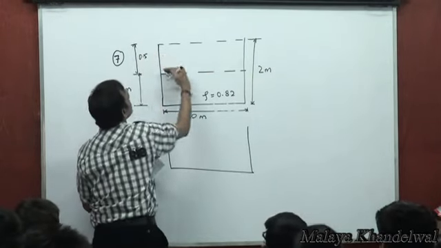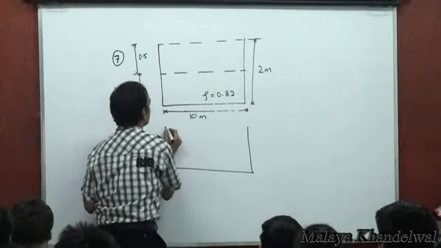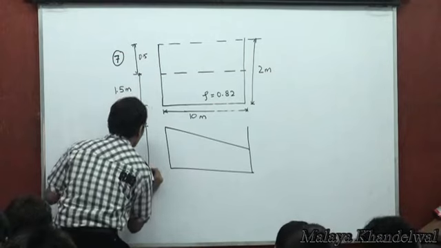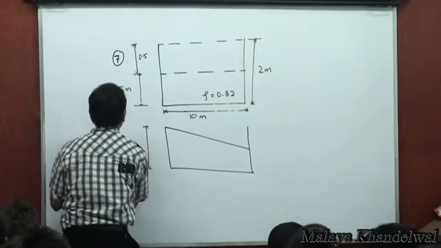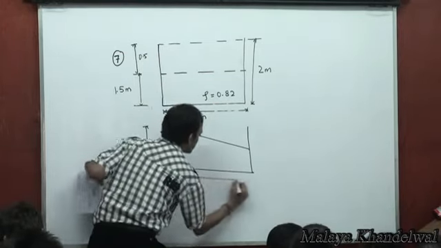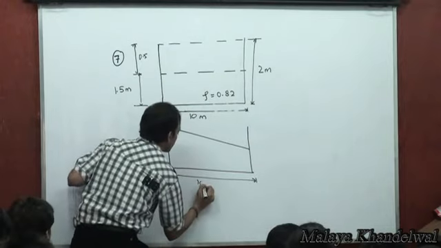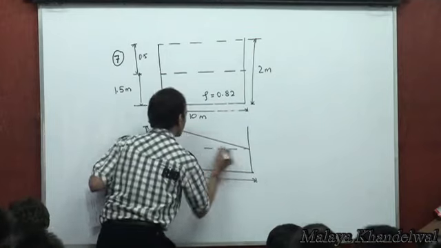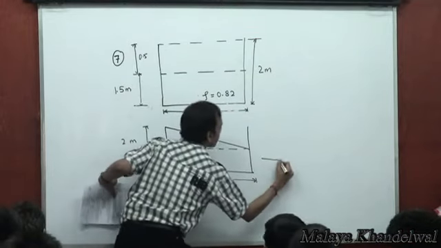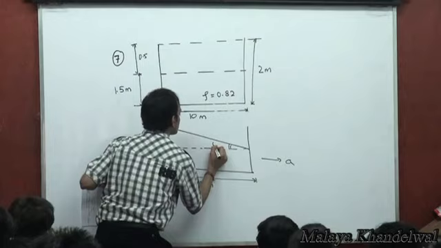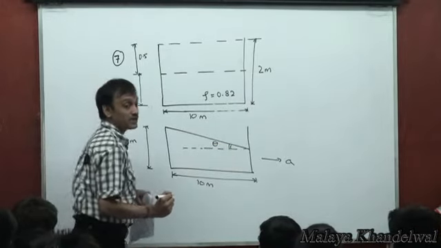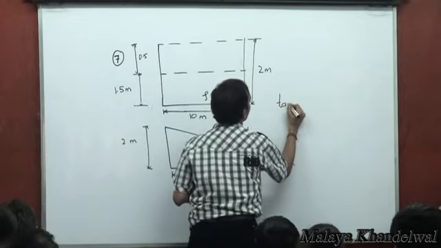0.5. That means this point would come eventually here, all the way up to 2 meters. If you don't want oil to be spilled, this is how it will be. 10 meters. This is what you want, where this is the acceleration, this angle is theta, where tan theta would be A by G.